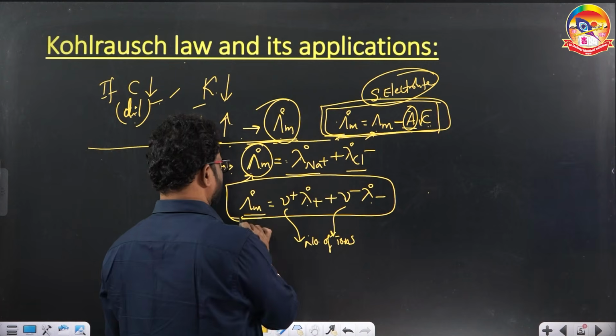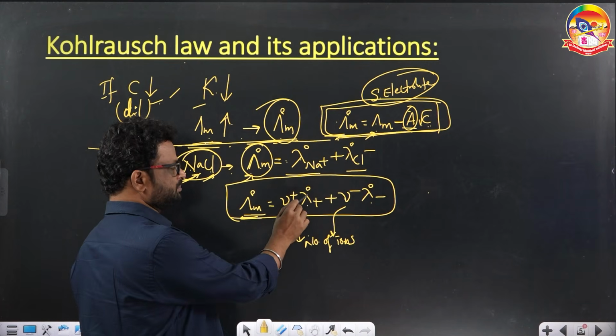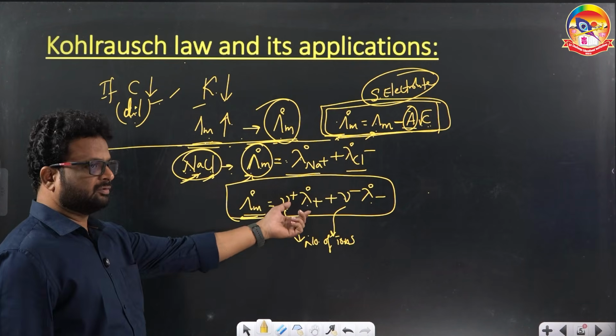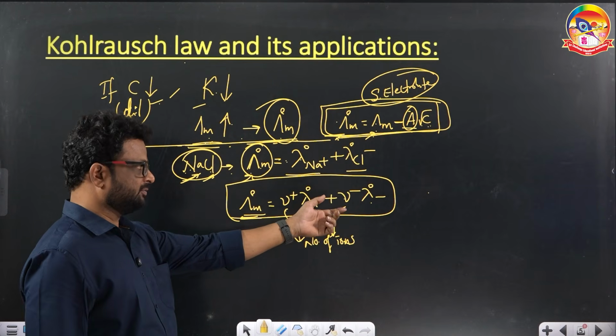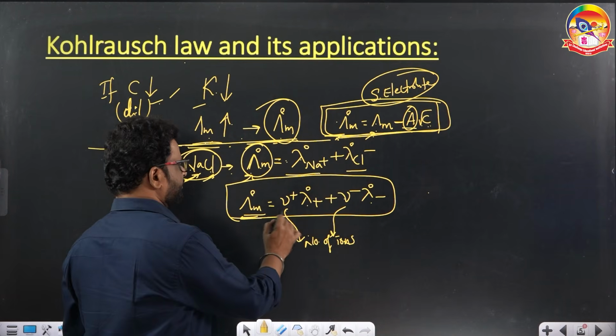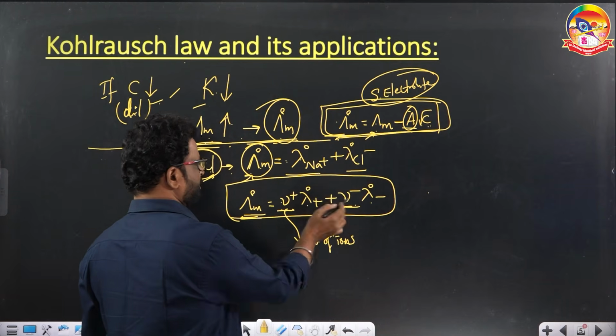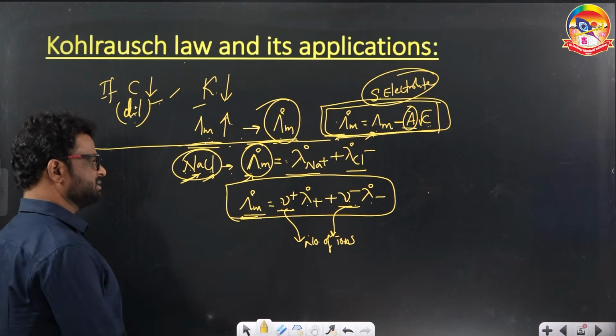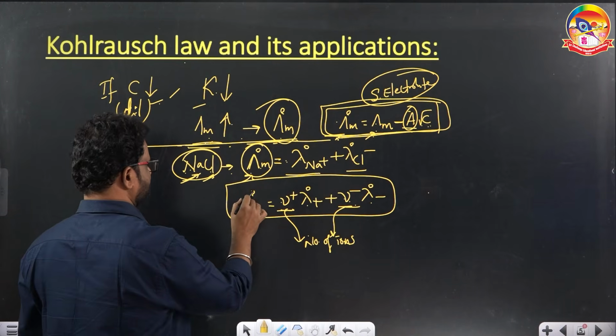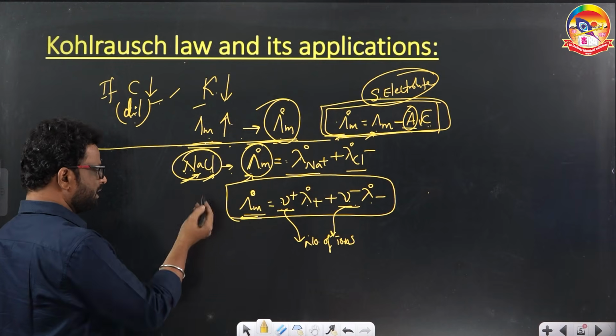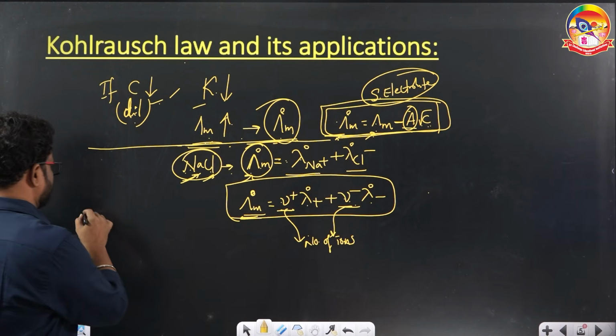So if it is required, you can apply that. Lambda naught EQ is equal to simply the ionic equivalent conductivity of the cation plus the ionic equivalent conductivity of the anion. For molar conductivity, we have to take this number of ions, because it depends on the concept which we use to derive that expression. Now let us take certain examples.